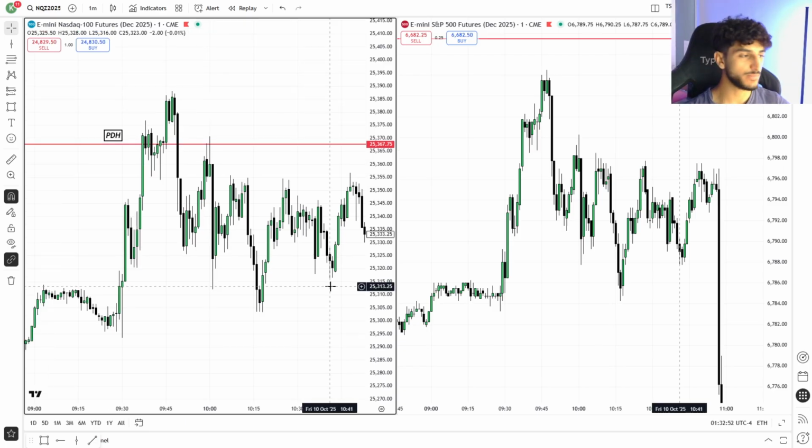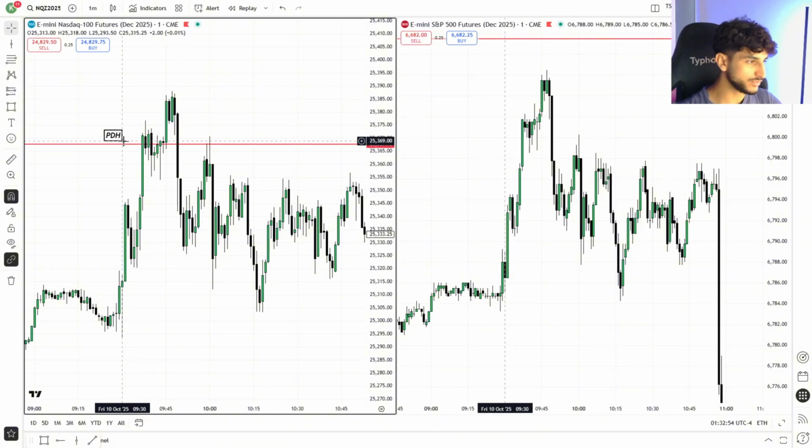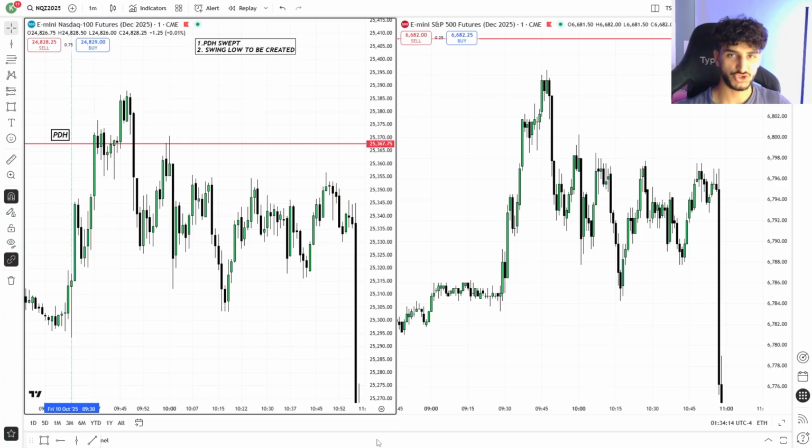So as we can see right here, price did sweep a buy side liquidity level at 9:37 a.m. So that is just right after the market open. As soon as we got that buy side liquidity level getting swept, which was previous day high, now I'm going to be looking for a short.